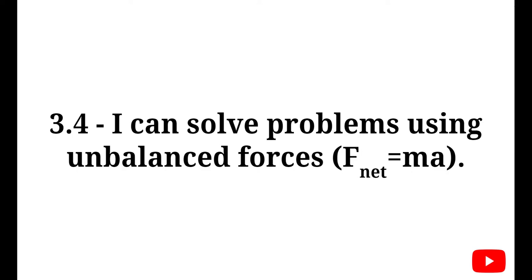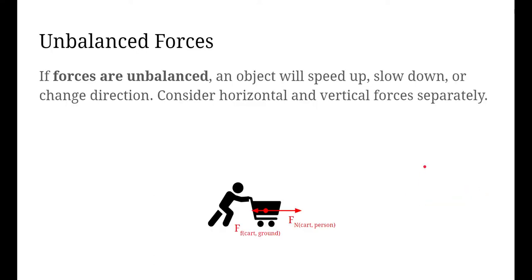These are the notes for learning target 3.4, which says I can solve problems using unbalanced forces, or the F net is equal to mass times acceleration, which is another way to say that the forces are not balanced. So if forces are unbalanced, an object will speed up, slow down, or change direction. Consider horizontal and vertical forces separately.